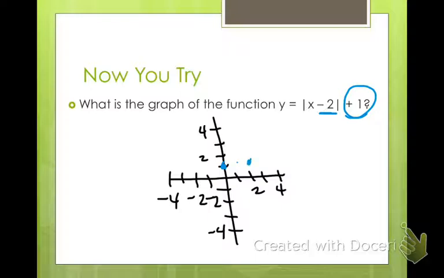Okay, here's where we're going to start from. Now remember, there's no compression or stretch, so our slope is just 1. So we go up 1, over 1 in both directions. Connect the dots. There you go. There's your absolute value function.